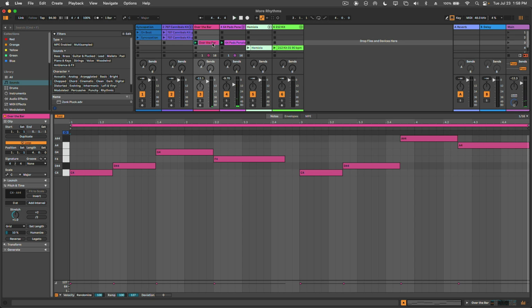So over the bar rhythms are just something to consider if you have to write sheet music for, like, session musicians or something. Keep in mind that that's one of the differences between a DAW-based notation system and a paper-based notation system.